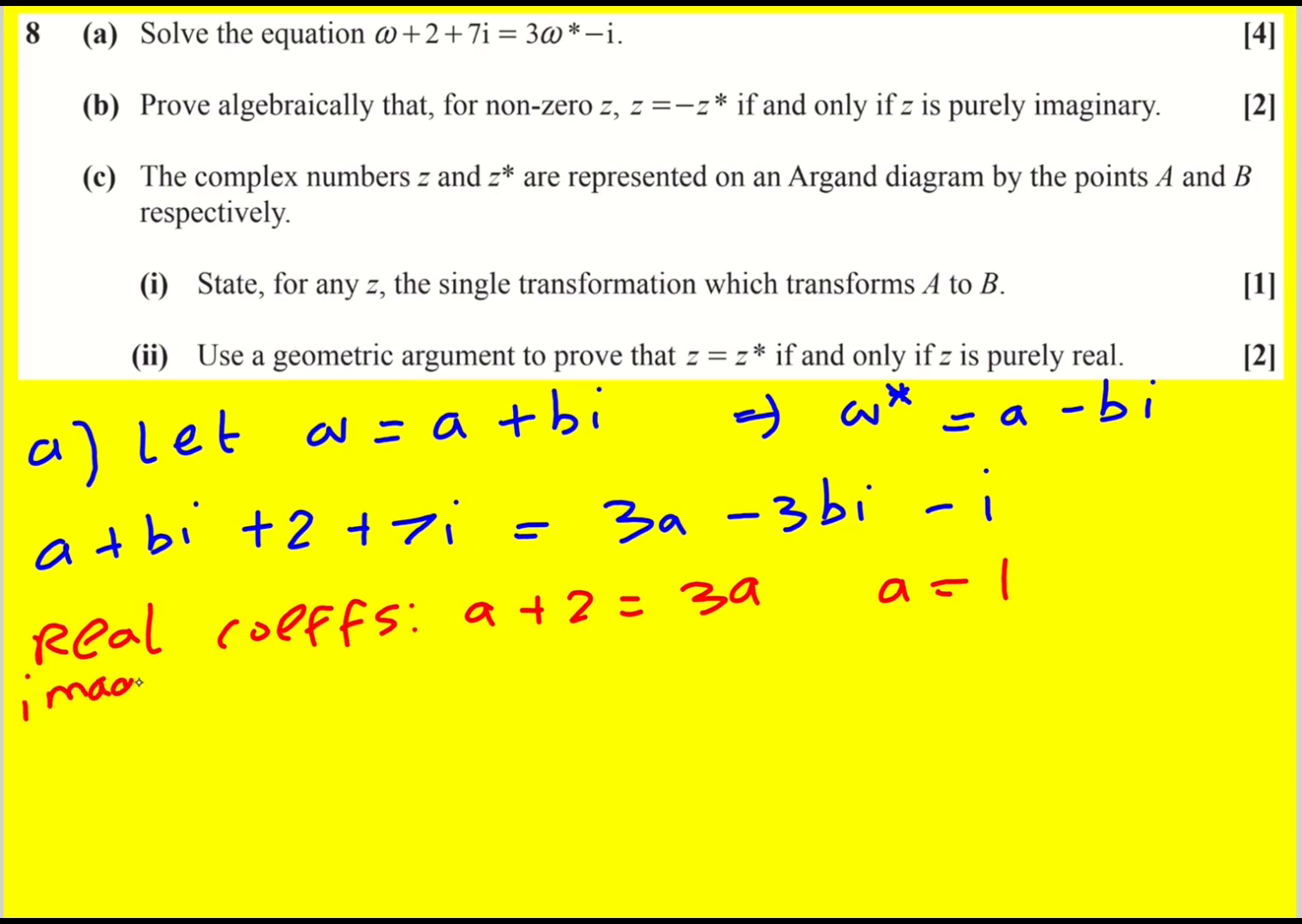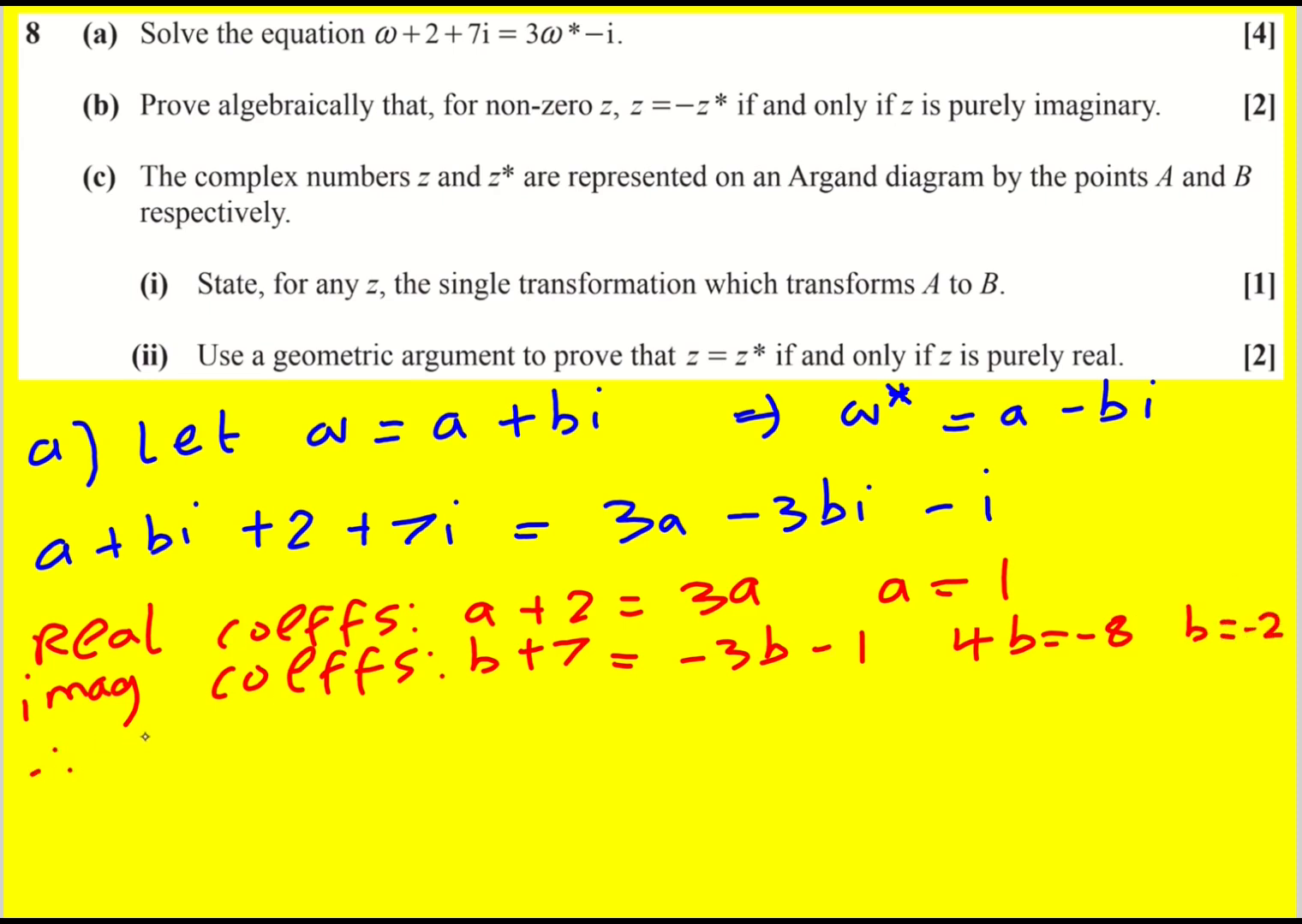And now I'll deal with the imaginary coefficients. They must also equal one another. So b plus 7 must equal minus 3b minus 1. That means 4b equals minus 8 and b is equal to minus 2. And we're done. Omega is going to equal 1 minus 2i.